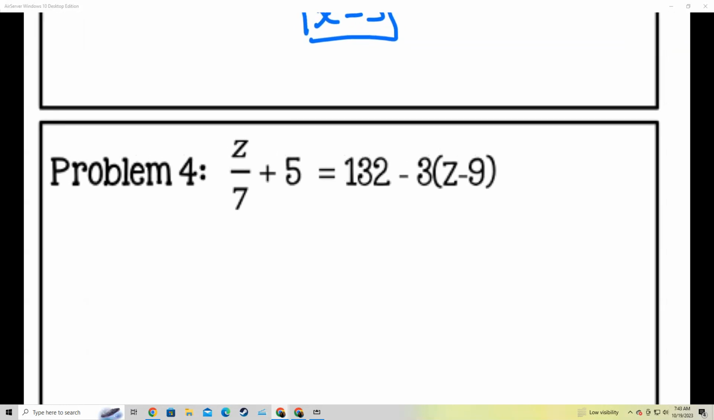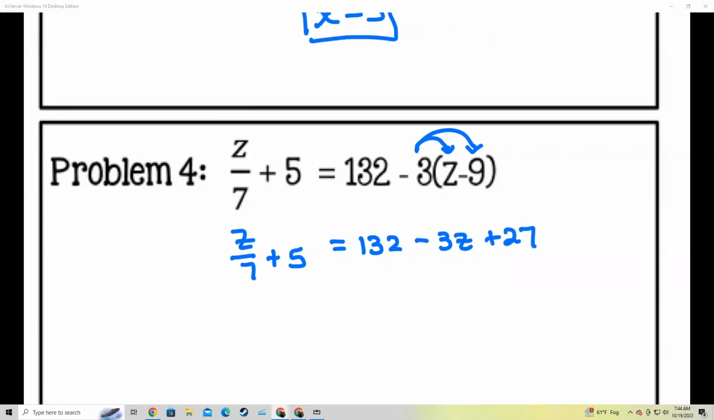Again, I see that distributive, right? So as soon as I see the distributive, we're going to go ahead and get rid of that. So we're going to distribute the -3. I get z over 7 plus 5 is equal to 132 minus 3z plus 27. Okay, so the next thing we're going to do is add 3z to both sides, and this is where we're going to run into a little bit of trouble because some of us don't really like fractions. But honestly, this is probably the easier way just because the numbers get so large.